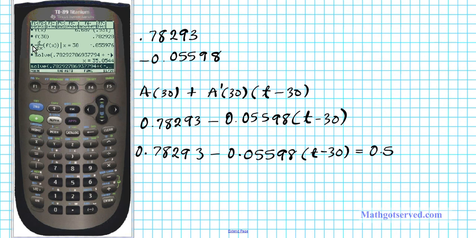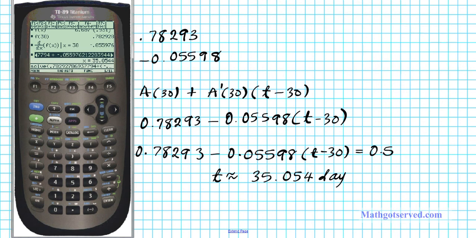I'm trying to use a calculator to make my life easier, but if it's too abstract for you, you can do it the old-fashioned way. You're basically solving an algebraic equation. You subtract this number from both sides, divide by that, and then add 30, and you get your answer. So the time when the linearization is going to be 0.5 is when t is approximately 35.054 days. So there goes your final answer.